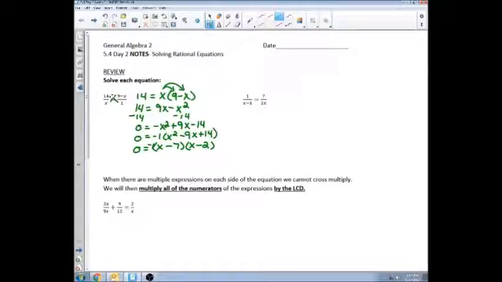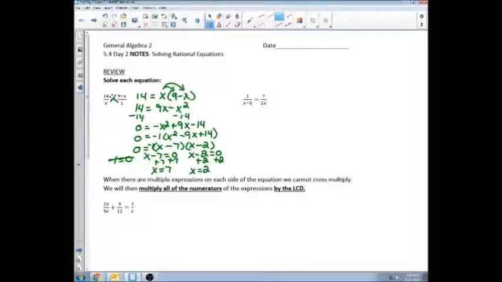I can set everything equal to 0. So negative 1 equals 0, which is not true. x minus 7 equals 0. If I add 7 to both sides, then x equals 7. x minus 2 equals 0. Add 2, so x equals positive 2.